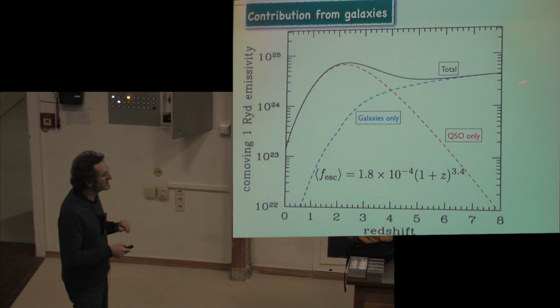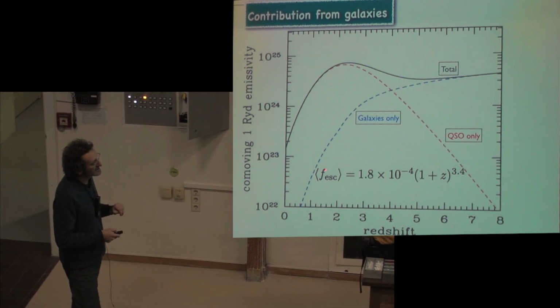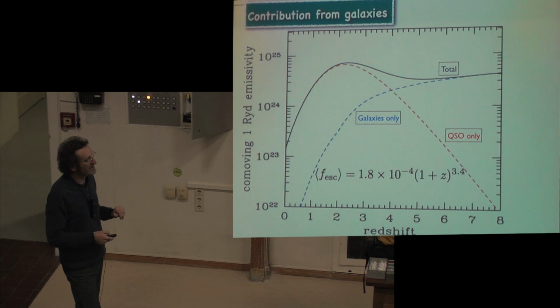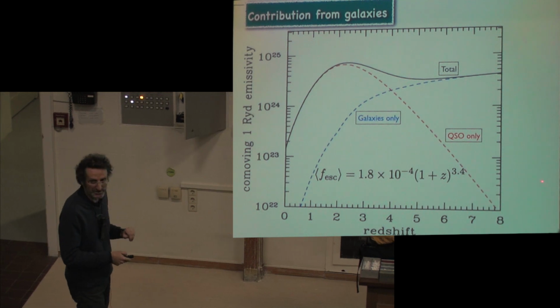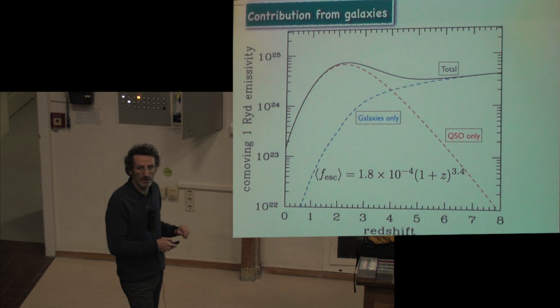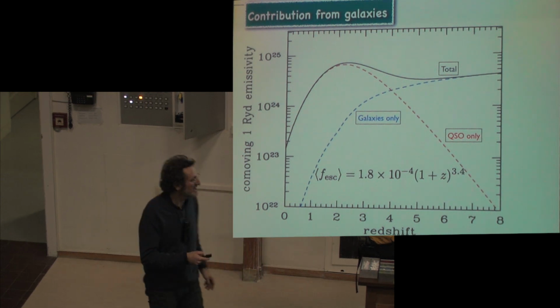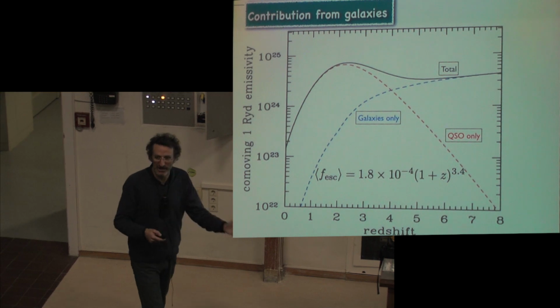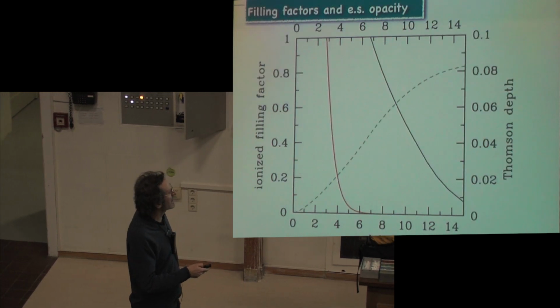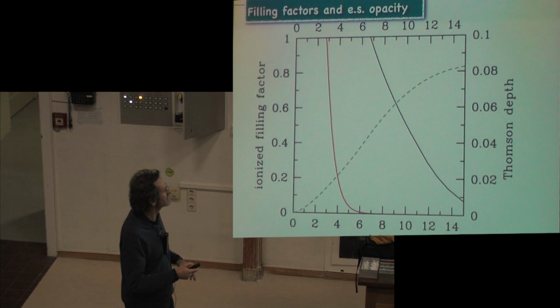Okay, so I would need a very strongly evolving escape fraction as a function of redshift. The escape fraction has to be very low at low redshift because quasars are enough to reproduce observation, and the escape fraction has to be large at high redshift. Okay, and okay, this is a check the filling factor with this particular model.